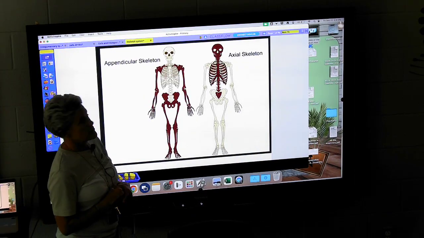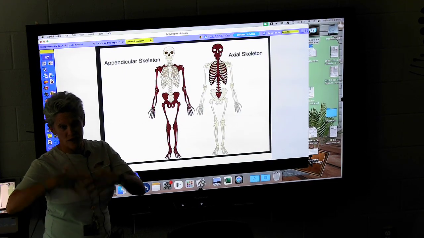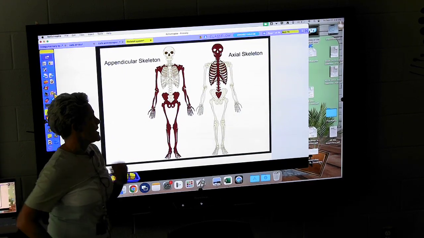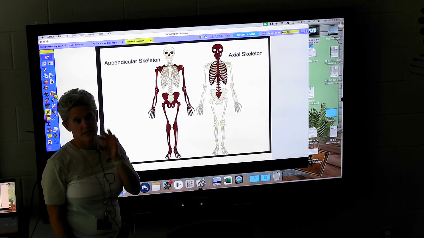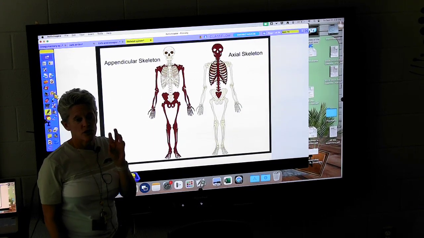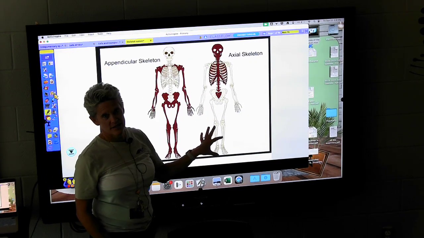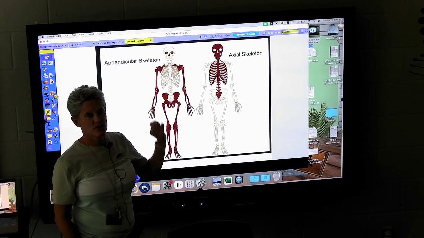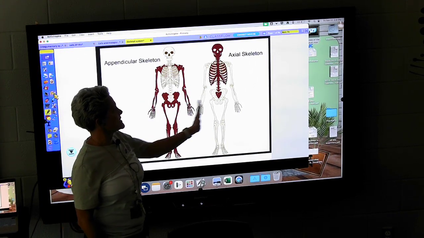All right, so this will be pretty brief. This is just introducing the skeleton. So we are going to obviously learn about the skeletal system. We are going to break it down into two parts for the anatomy test. You're going to have a test on the axial skeleton, and you're going to have a test on the appendicular skeleton. All right, so I think we can see the difference here.